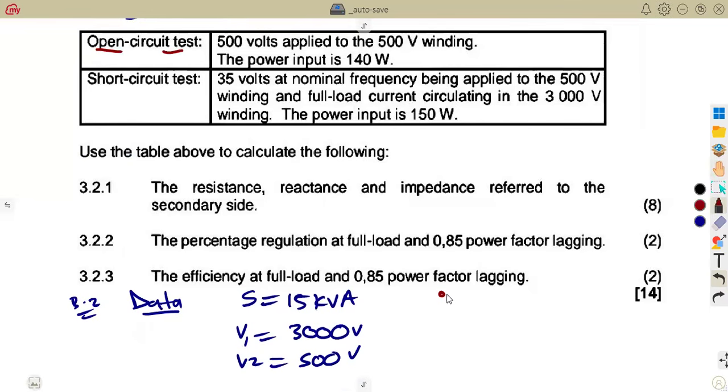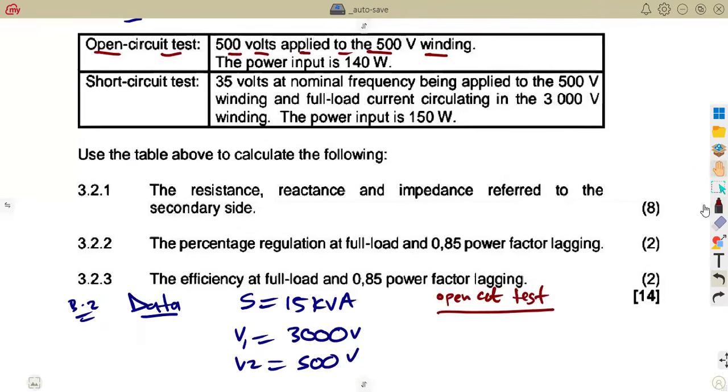Open circuit test. Let us just talk about the open circuit test. For the open circuit test, they said 500 volts applied to the 500 volt winding. Which one is the 500 volt winding? The 500 volt winding is this one, which is V2. So they are giving us the secondary side this time. Remember, there are questions where we were given the primary side. This time they're giving us the secondary.